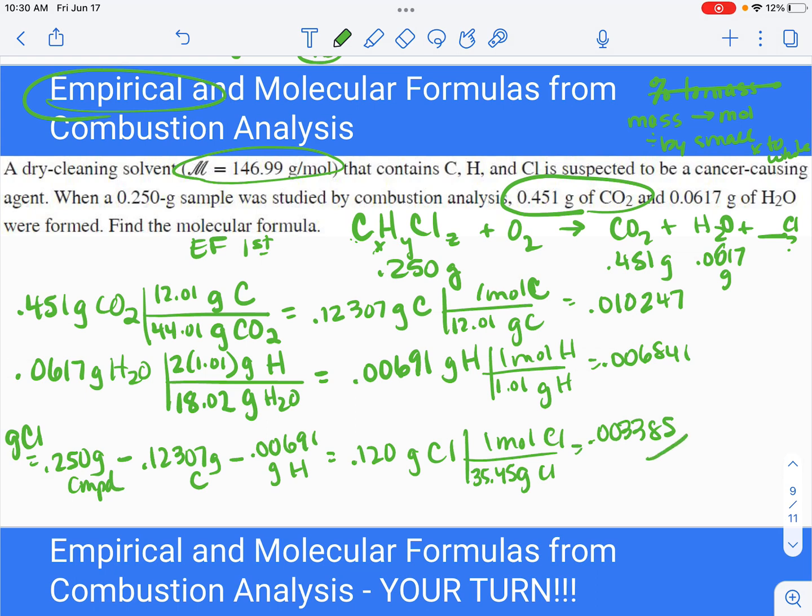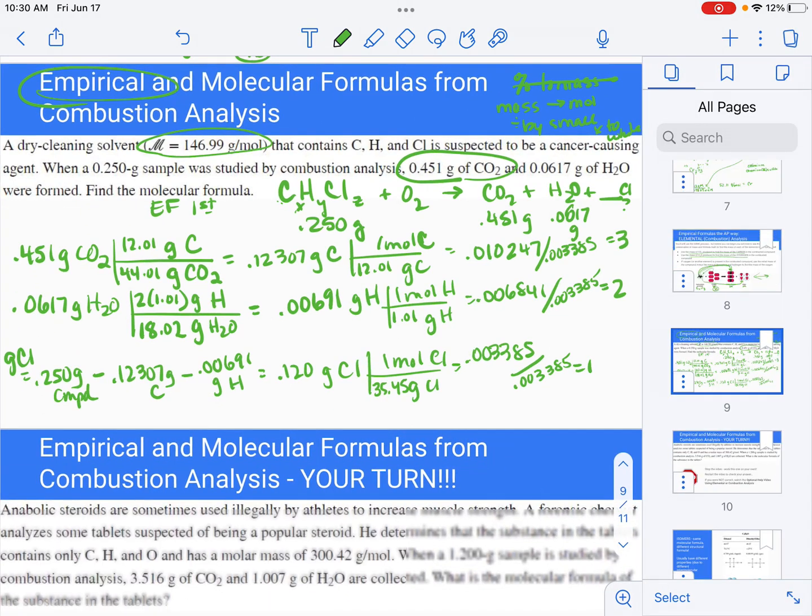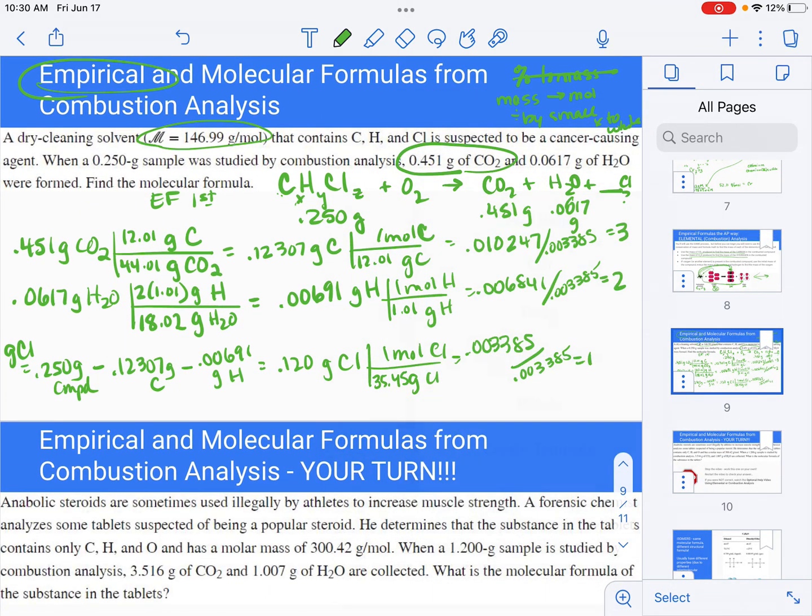I'm going to divide by the small one, that would be the chlorine, 0.003385. This equals 1. And what I get from the other two is this equals 3 and this equals 2. And they came out very, very close. Okay, so I need to add a page here. I'm out of space.